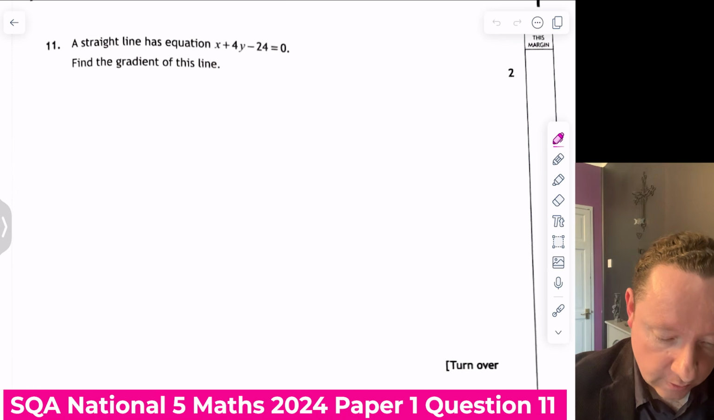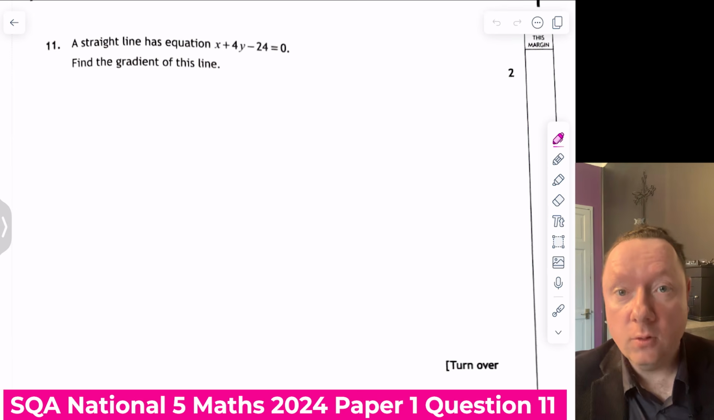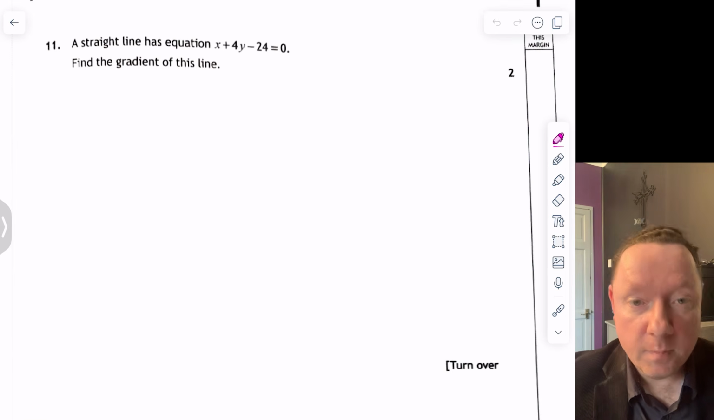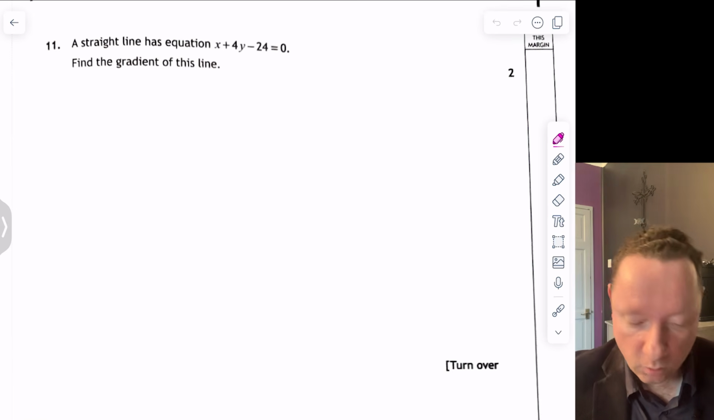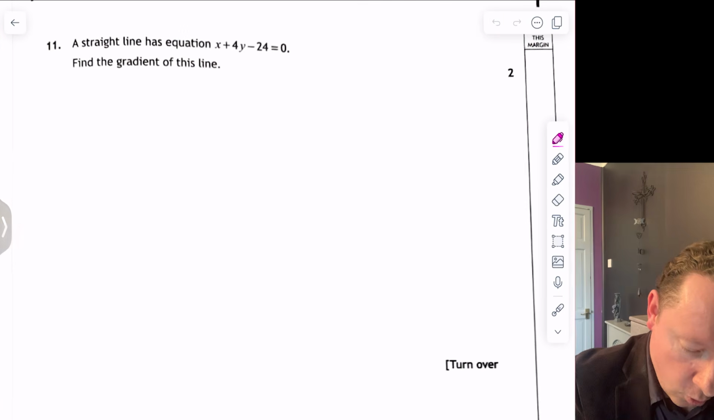A straight line has an equation x plus 4y minus 24 equals 0. Find the gradient. The gradient is the number in front of x, but only when it says y equals, so I need to rearrange. So I'll keep the 4y where it is.